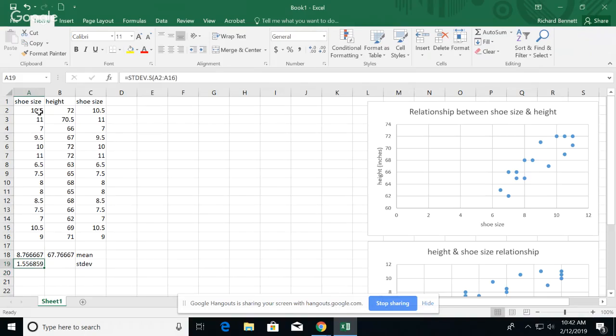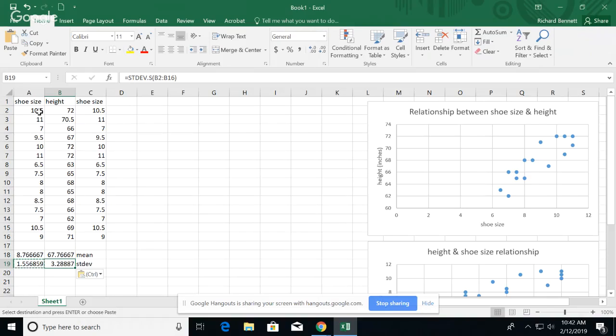So we've got shoe size. The mean shoe size is 8.76, with a standard deviation of 1.5 shoe sizes. The mean height is about 67, almost 68 inches, and 3¼ inches is the standard deviation.